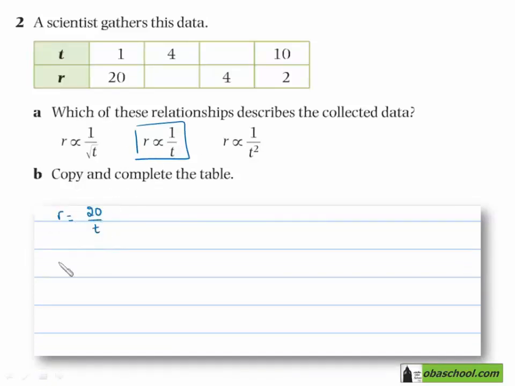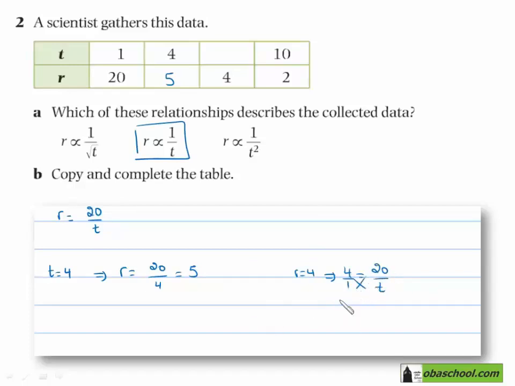Well, for the second column, we have the given, and we have the thing that we have just found out, and that is r equal to 20 over t. So when t is equal to 4, r is equal to 20 over 4, and that is 5. So let's move on to the third column.